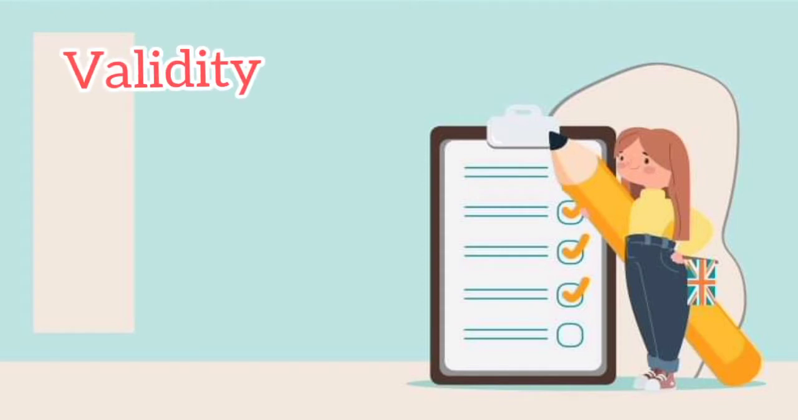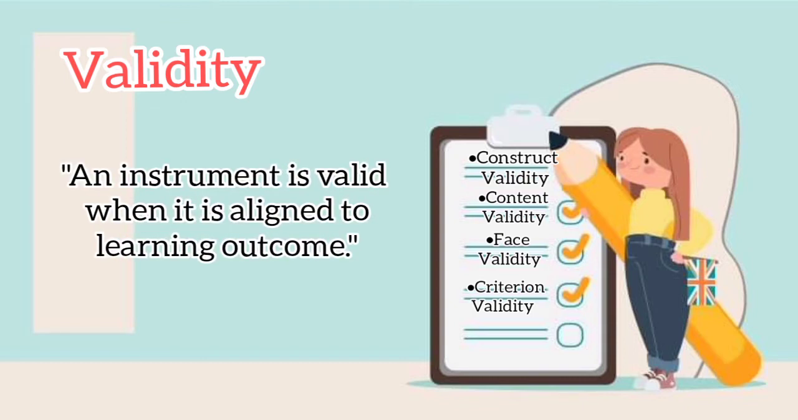Again, the four main types of validity are construct validity, content validity, face validity, and criterion validity. It is important to consider the validity of an instrument or tool that will be used in assessing students because it helps the teacher gain a deeper understanding of their students' learning and needs. Again, an instrument is valid when it is aligned with the learning outcome.